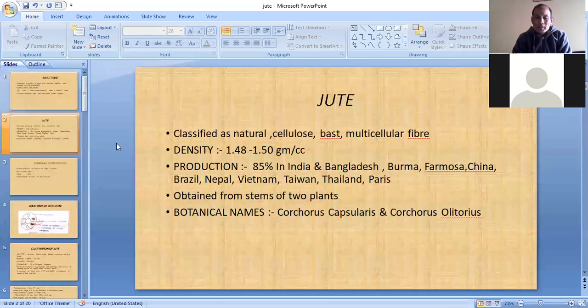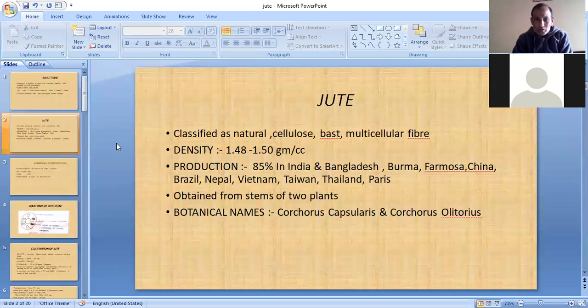So first fiber in the category of bast fibers we are taking is jute. This is classified as natural, cellulosic, bast, multicellular fiber. Density of this fiber is 1.48 to 1.50 grams per cubic centimeter.